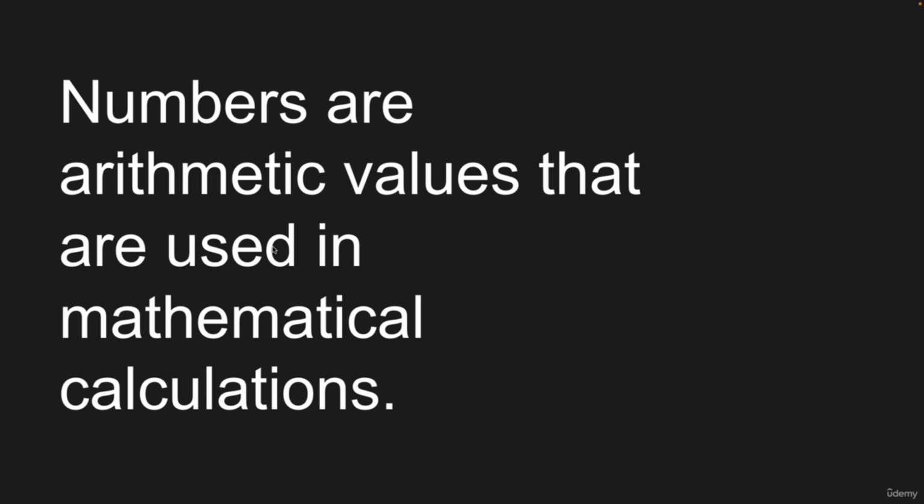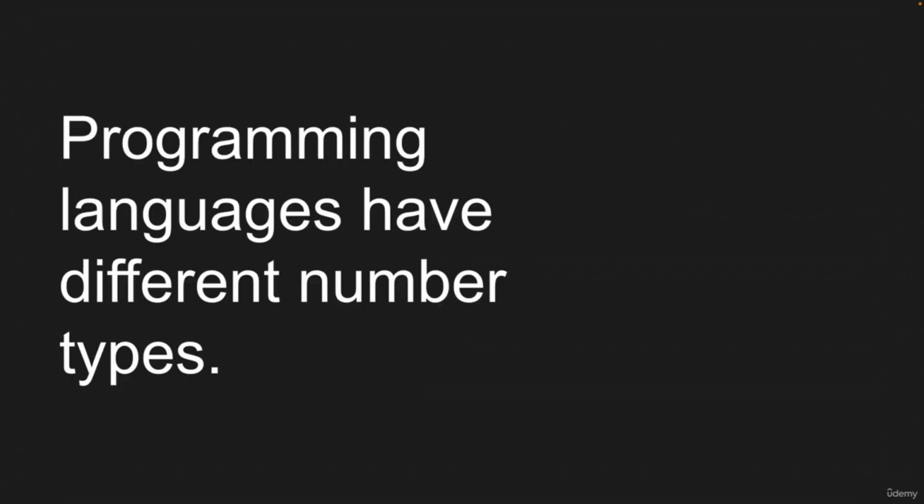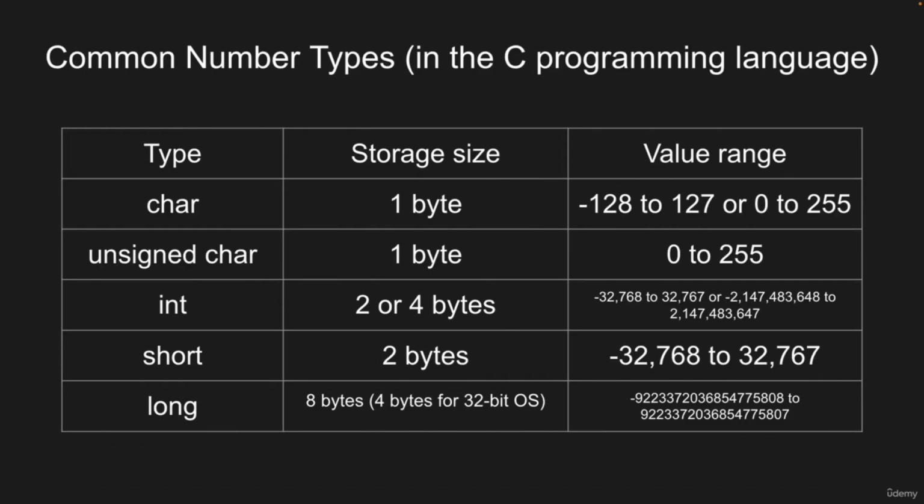So, numbers are arithmetic values that are used in mathematical calculations, like 23 plus 10. Programming languages have different number types. So here is an example from the C programming language. Here are some common number types that are used. If you don't quite understand what number types are, they're a very basic concept. I'll be explaining more in the next slides. But for now, let's see this chart.